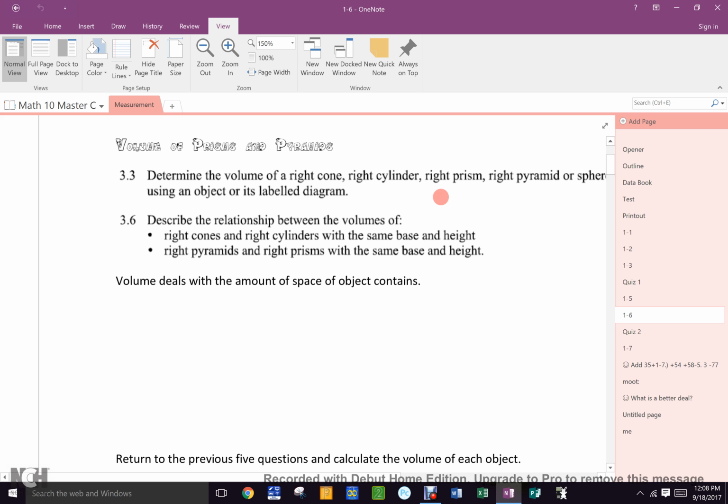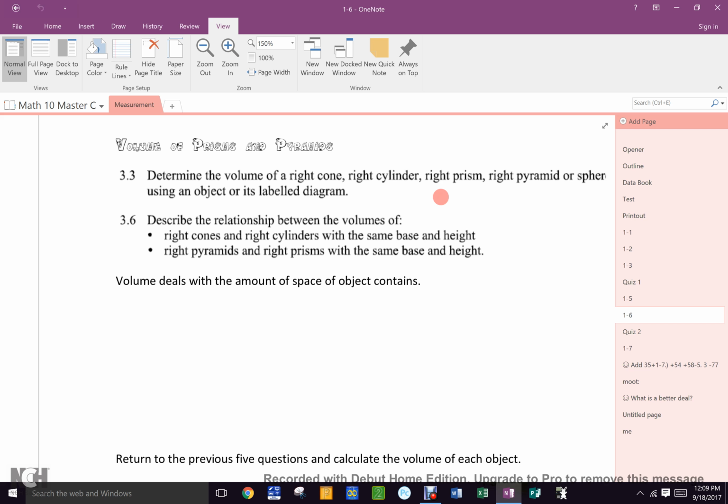Up until now, we have dealt with how many dimensions of measurement? Two. Three. Two. We started with? One. Linear measurement, right? Converting from centimeters to inches to feet. Then we move to how many dimensions? Two. Length and width, or if it was a triangle, base and height. But base and height is still length times width. Now we're going to work up to the third dimension, which is volume.